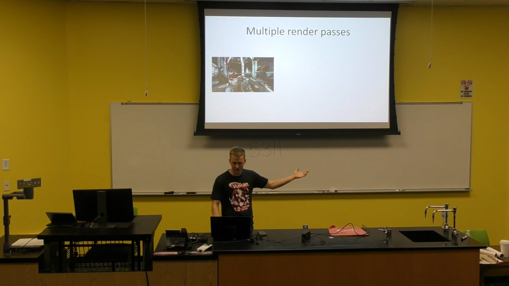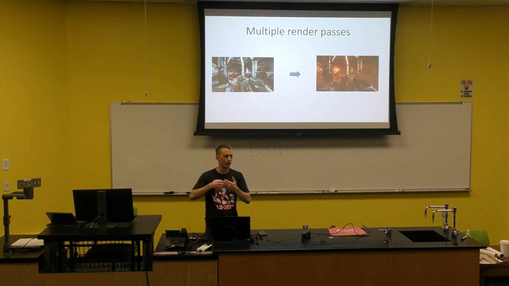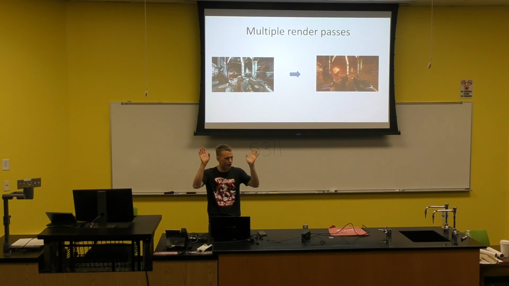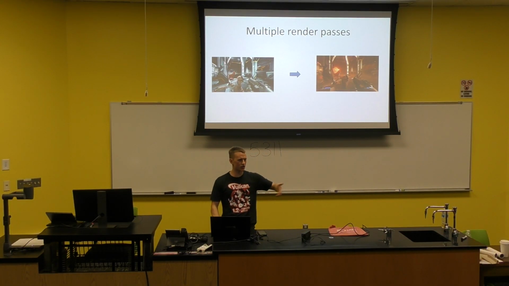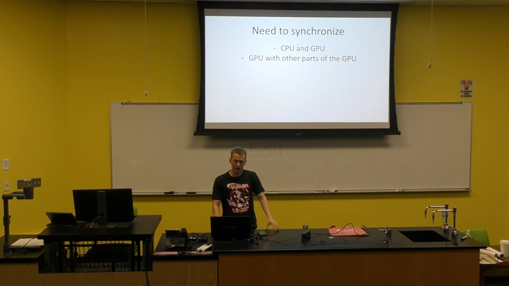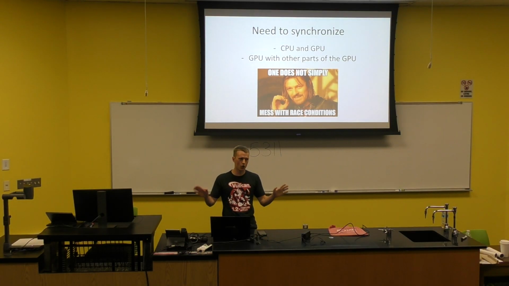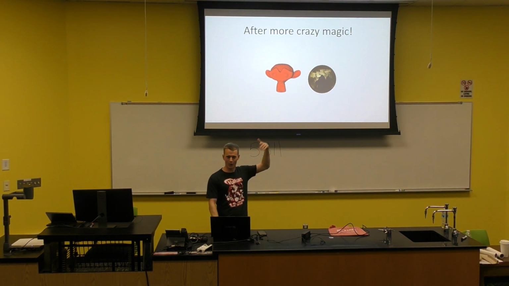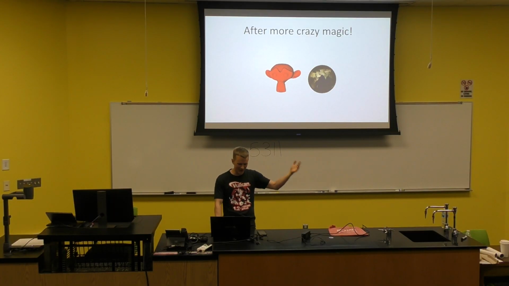But then you have to do some post-processing, like adding particle effects, transparency, lens flare, all that stuff. You're constantly painting onto this image. And don't forget, we have to synchronize this. The CPU and GPU are two separate things you have to synchronize, and like I said, you don't mess with race conditions. But after a few moments of doing this, you eventually come out with a rendered image. And that's kind of how Vulkan works: you just have to do all that.